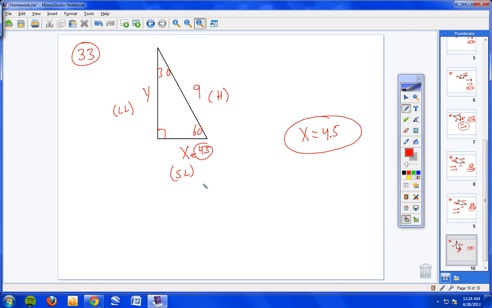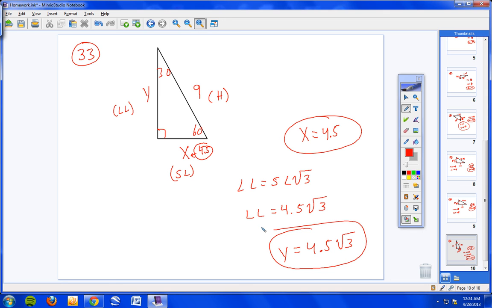Now let's talk about the longer leg. We have to find y, the length of the longer leg. And we have a formula for that. Longer leg equals shorter leg times square root of 3. And how long is the shorter leg? Well, it's 4.5. We found that a second ago. So 4.5 times the square root of 3. And I believe they want us to leave it in radical form. They do. So there's the other answer. So y equals 4.5 times square root of 3. There we go. That's your longer leg.